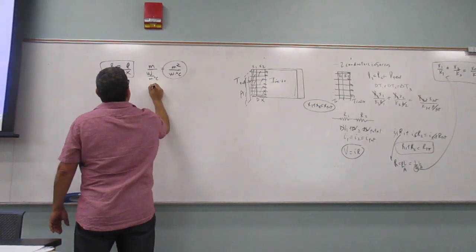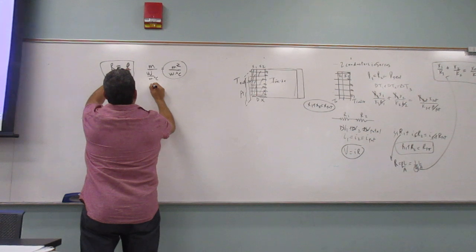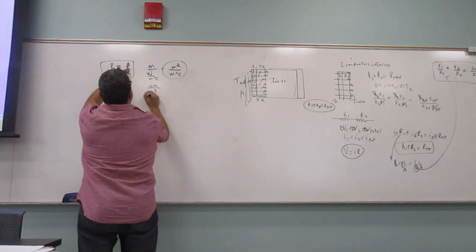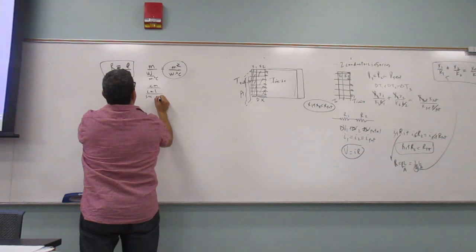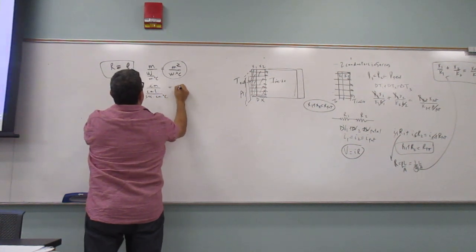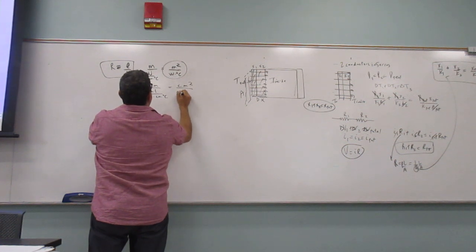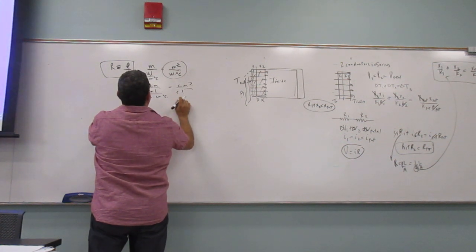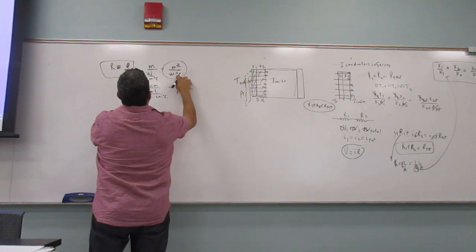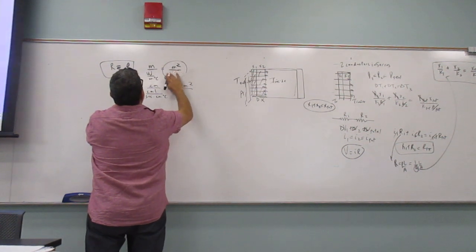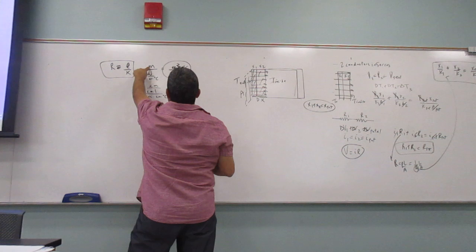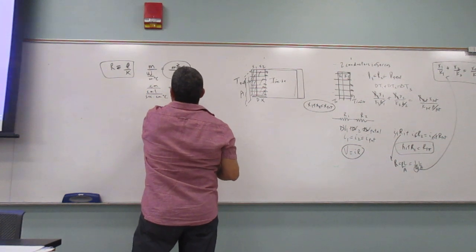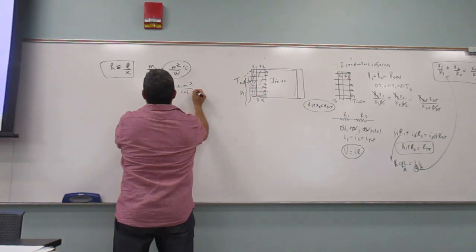The other one would be centimeter over calories per second per centimeter Celsius, right? So it would be centimeter squared over calories. Did I do that right? No, I did that wrong. Seconds, Celsius, because this goes up to the top. And then this becomes centimeter squared over calorie.